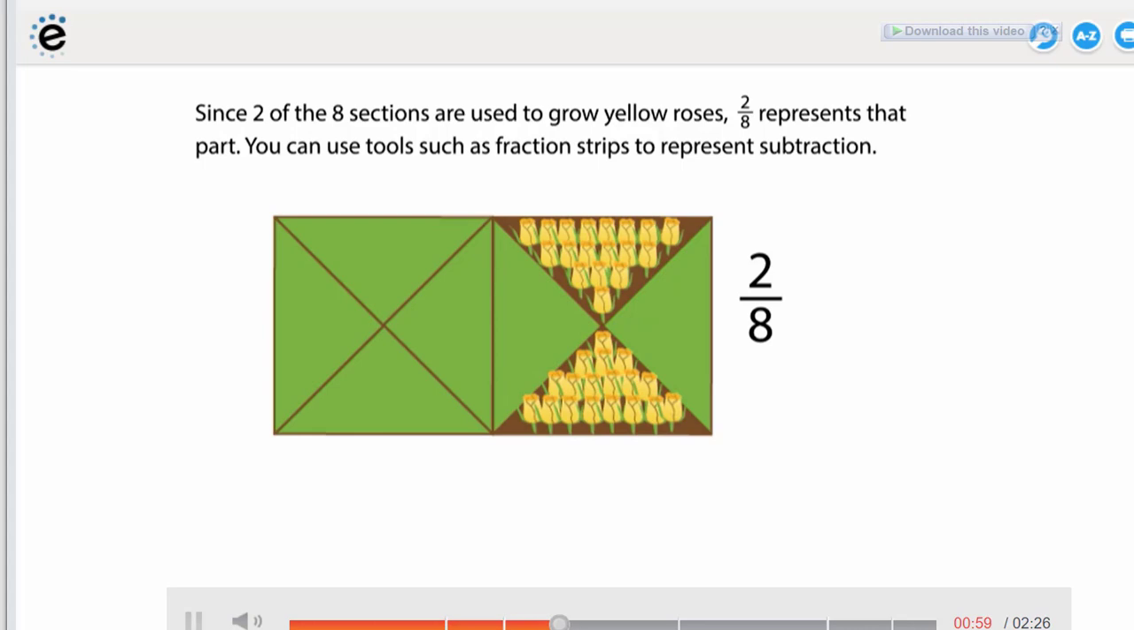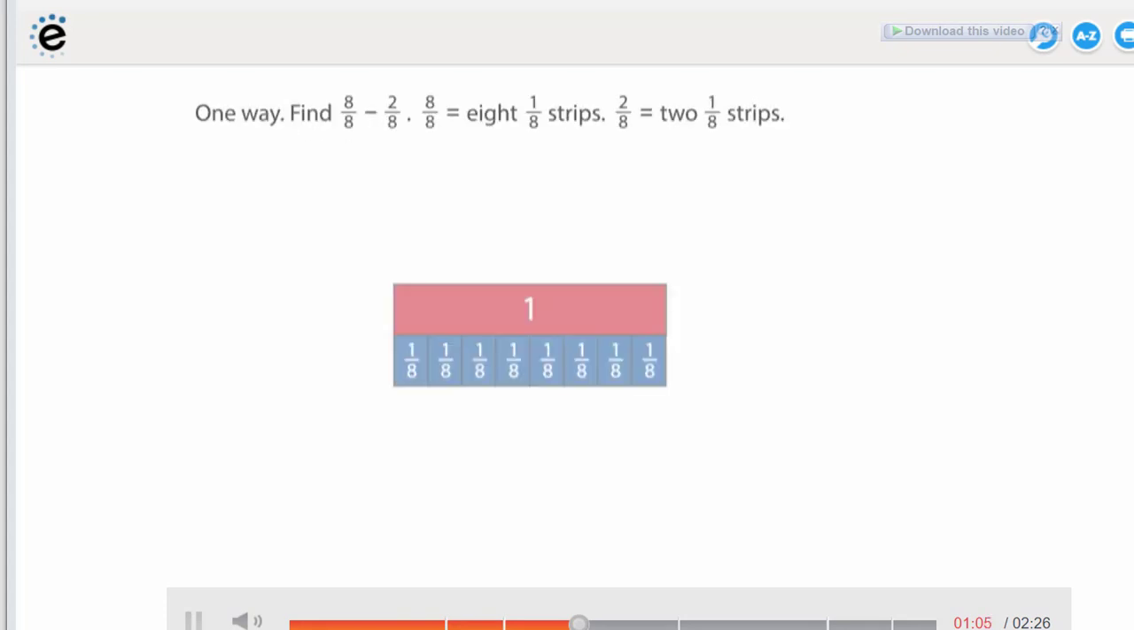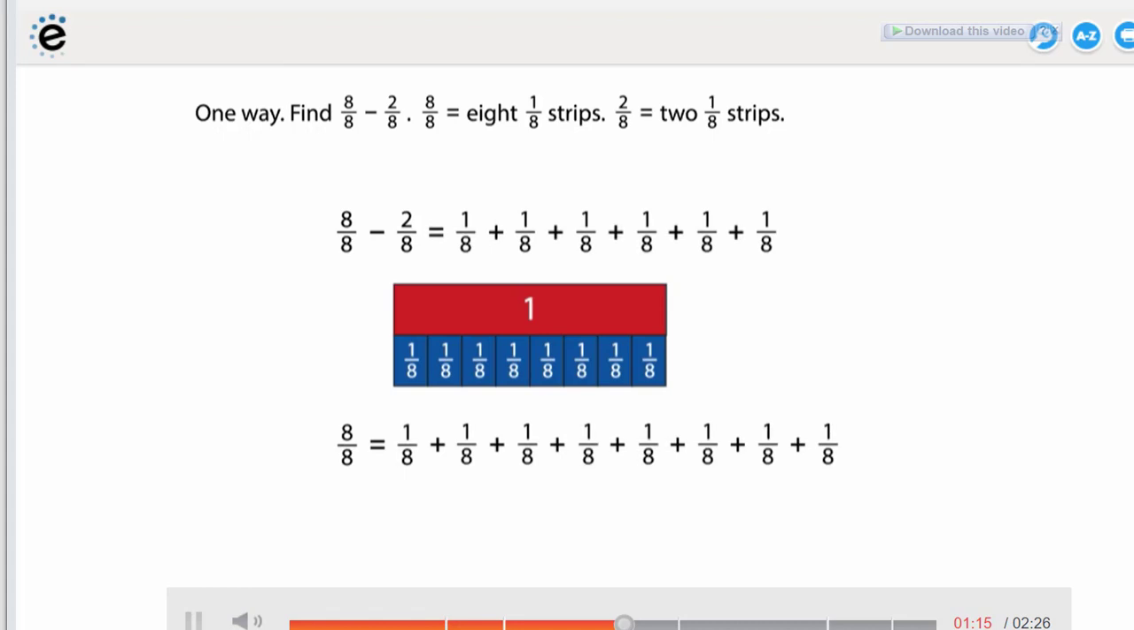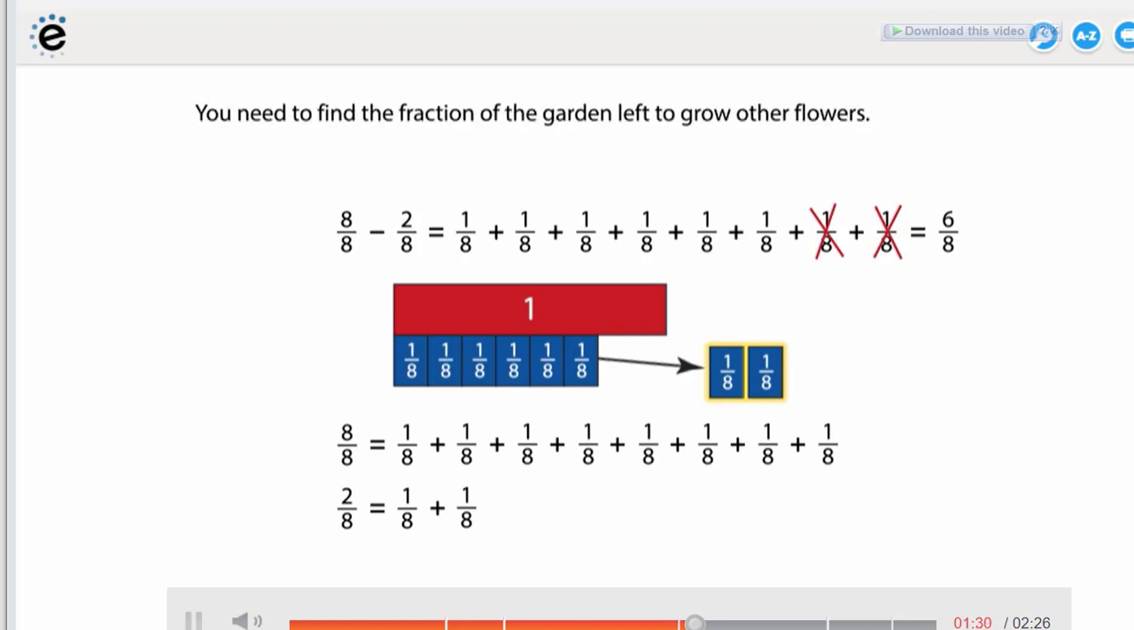You can use tools such as fraction strips to represent subtraction. One way. Find 8/8 minus 2/8. 8/8 equals 8 1/8 strips. 2/8 equals 2 1/8 strips. Separating the 2/8 from 8/8 leaves 6/8. Why do you take away 2 of the 1/8 strips? You need to find the fraction of the garden left to grow other flowers.